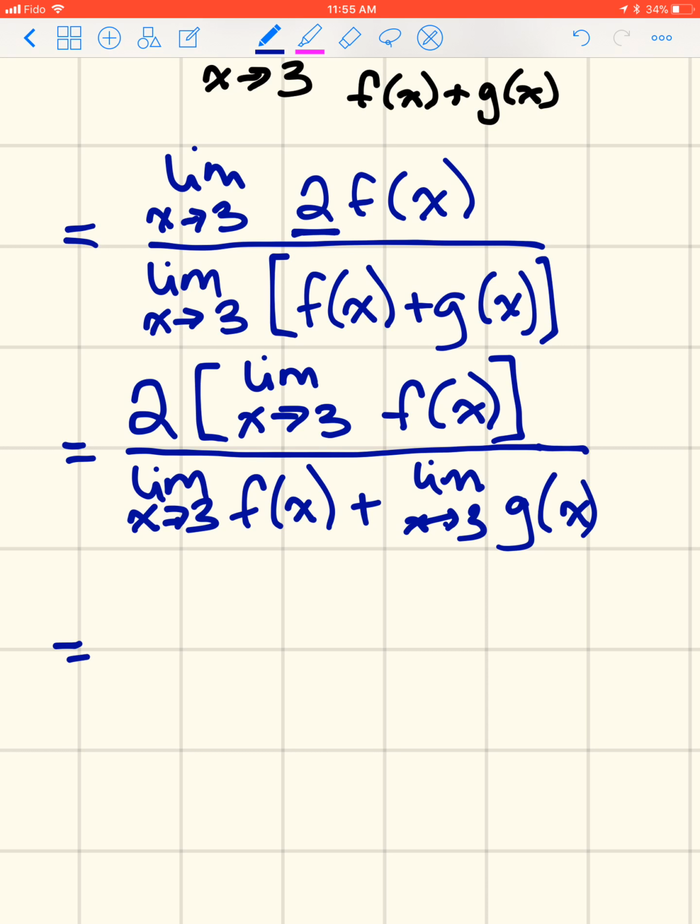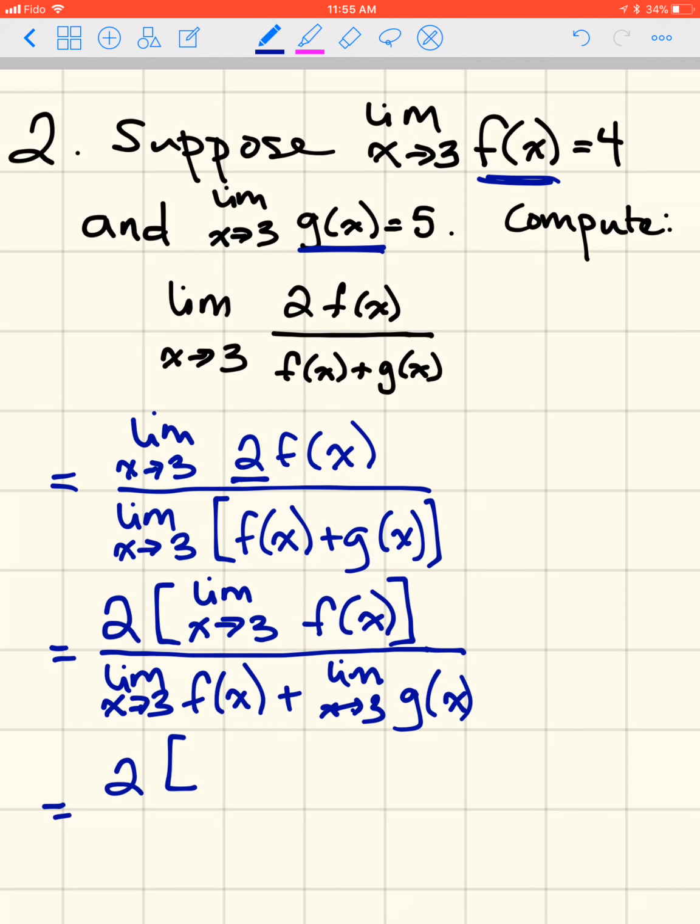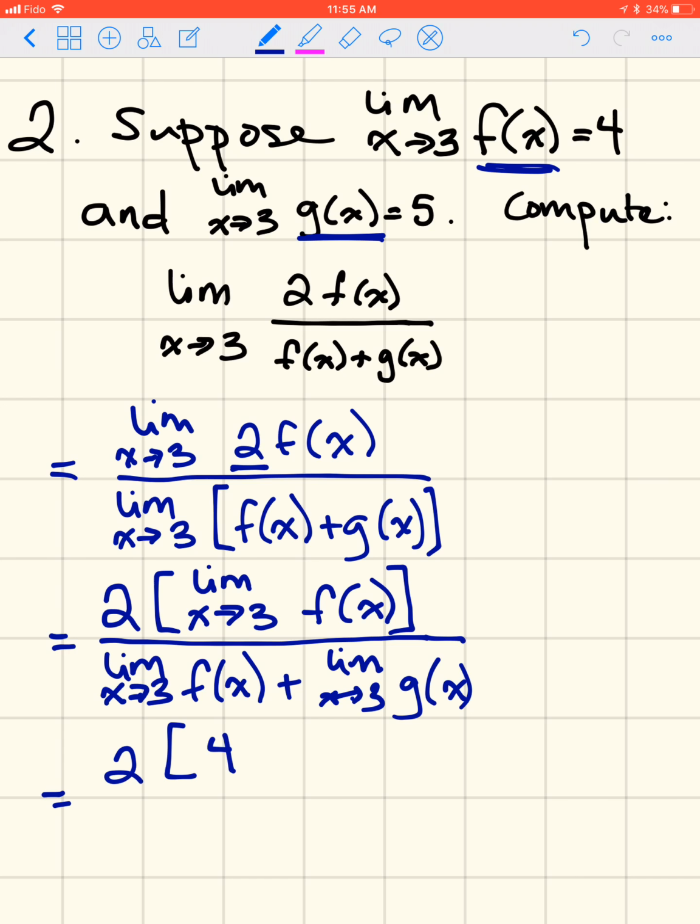We've got a limit as x goes to 3 of f of x, and of g of x, and we know what all of those are. So the limit as x goes to 3 of f of x, we were given as 4. And again, the limit as x goes to 3 of f of x is 4, and the limit as x goes to 3 of g of x is 5. And so our final answer will be 8 over 9.